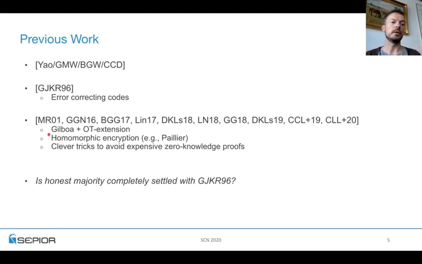For instance, for doing the MPC multiplication, they usually either use Gilboa's trick based on OT, and then they get efficiency because there has been such a huge advance in the efficiency of OT extension. Another approach is to use homomorphic encryption, usually Paillier encryption, and in any case, there are a lot of clever tricks here in order to avoid expensive zero-knowledge proofs.